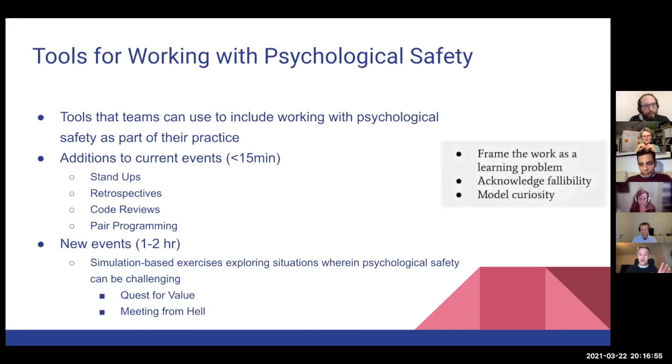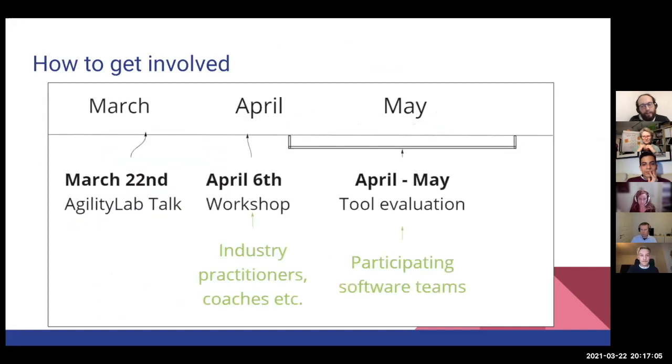And all of these are trying to hit the goals that we've been working with so far through this talk: framing the work as a learning problem, acknowledging fallibility, and modeling curiosity. If this is something you find interesting and you might want to get involved in, I just wanted to give you a short timetable here. We are now in March. This is the AgilityLab talk.